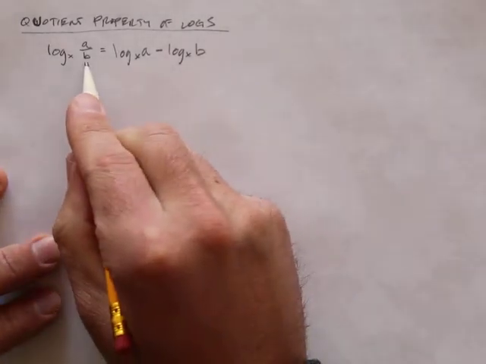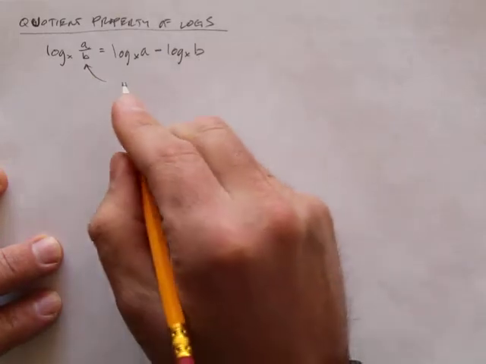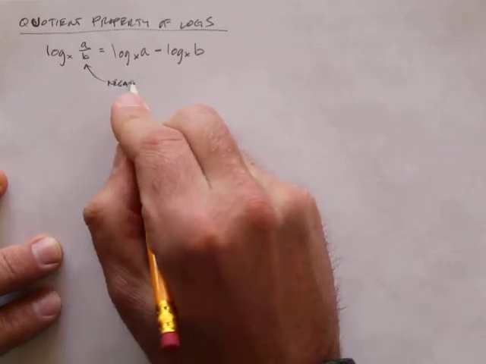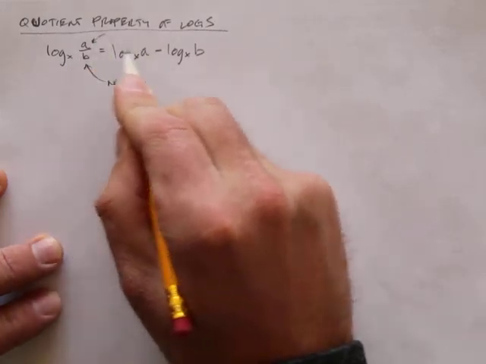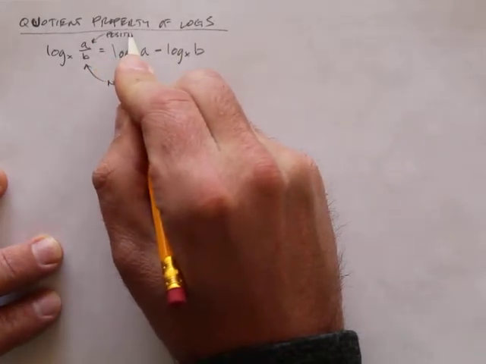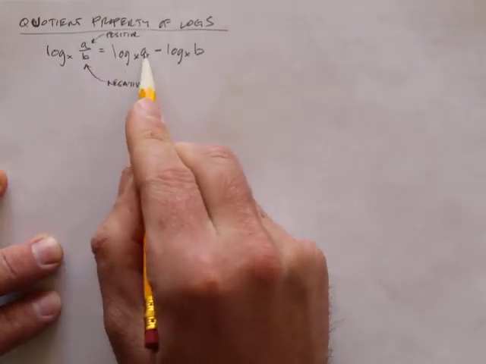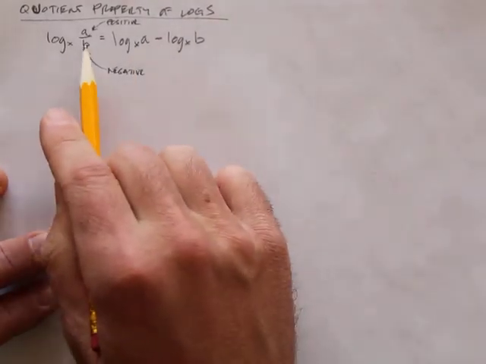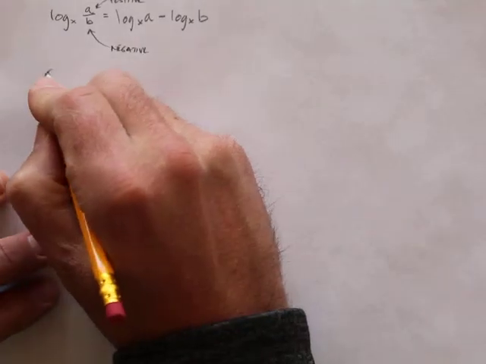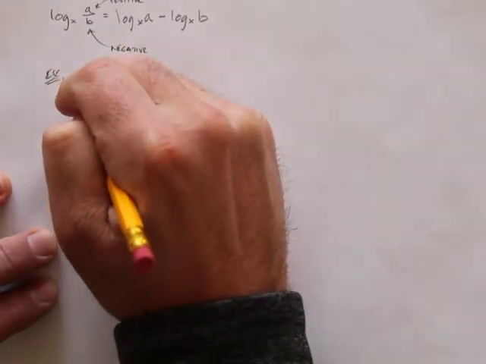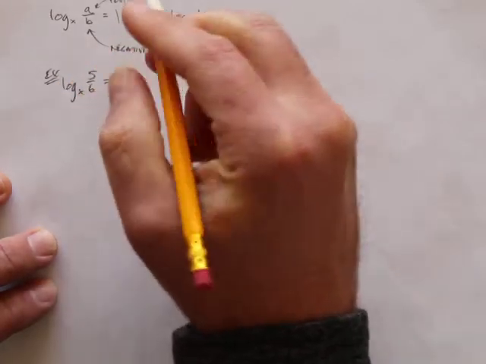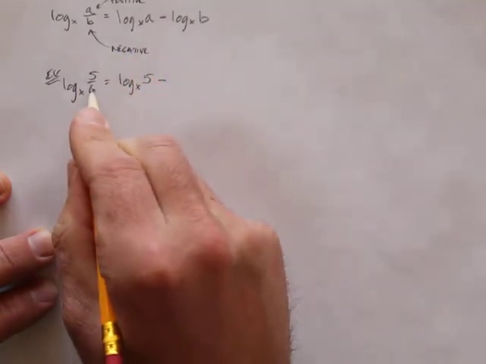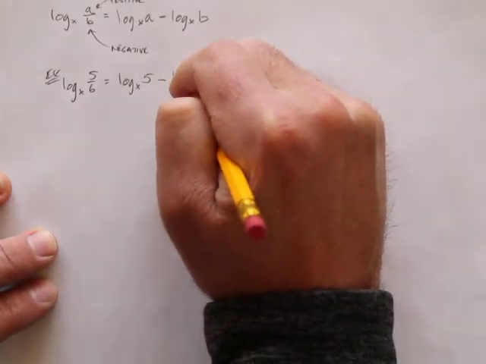Now, notice something here. This b is going to end up being negative here. And the a, when I split this up, is going to end up being positive. So if it's in the numerator, it's going to be positive. If it's in the denominator, then I'm going to have minus or negative here. So that's an important way to make that distinction. So here's an example. Log base x of 5 over 6 equals log base x of 5, my numerator, minus, since my denominator is down here, log base x of 6.